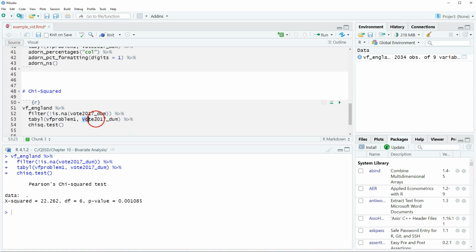The reason we could do that is because we are treating this as the predictor and this as the outcome. This is completely our choice. Again, this isn't causal, it's just observational.